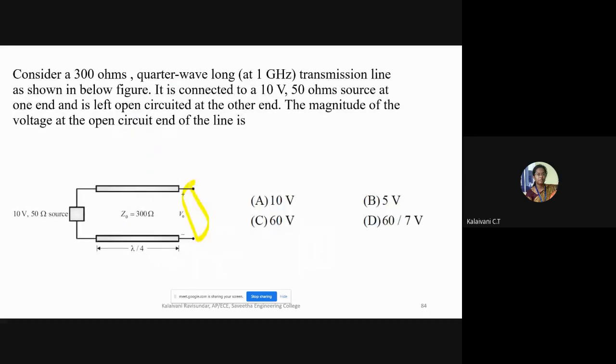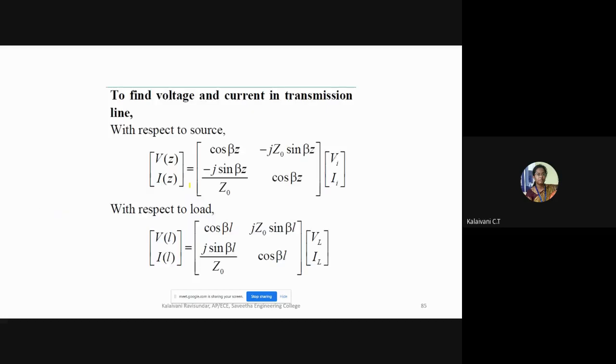So to find the voltage, we have to go for the general solution of transmission line. When you study transmission lines, the first topic will be the general solution of transmission line, in which we study the voltage and current equations of the transmission line. So let's recall the voltage and current equations. I think you may remember this.